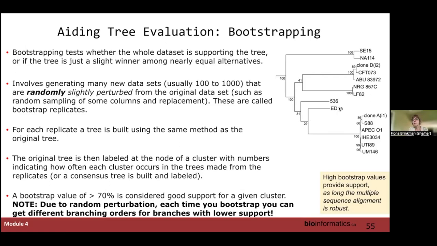I just want to emphasize these high bootstrap values provide support, but only as long as the multiple sequence alignment is robust. If you add in a sequence that is really divergent from your set of sequences, it will show you a 100% bootstrap value, and that's great, but it can be misleading if you don't have a good alignment. It can imply something is more divergent than it truly is if you don't align it very well.